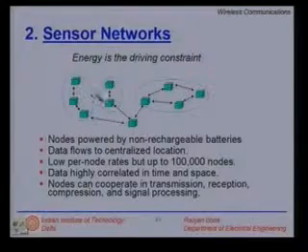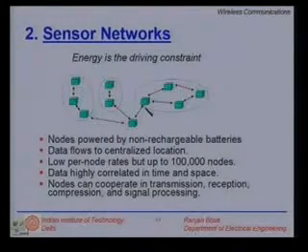Yes, question. Is it a subset of ad hoc networks? The question being asked is, are sensor networks a subset of ad hoc networks? The answer is yes, but these are something special in the sense that each of the nodes must have a sensor built into it, and the job is primarily to sense some kind of information, maybe vibration or heat or light, and then pass on the information. So it is a subset of ad hoc networks, but for a very specialized purpose.